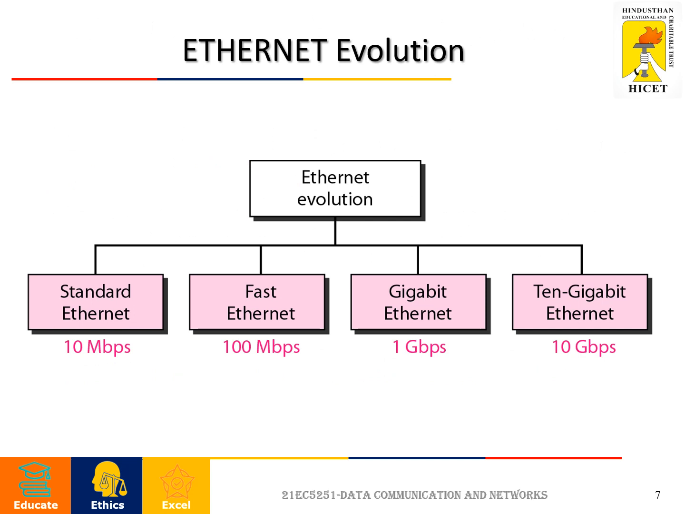The next one is Ethernet evolution. Ethernet evolution is divided into four broad categories. The first one is standard Ethernet, which supports 10 megabits per second. The next one is fast Ethernet, which supports 100 megabits per second. The next one is gigabit Ethernet, which supports 1 Gbps. And the next one is 10 gigabit Ethernet, which supports 10 Gbps.